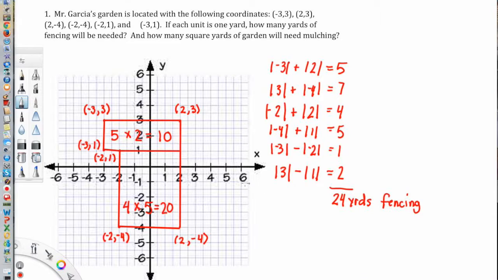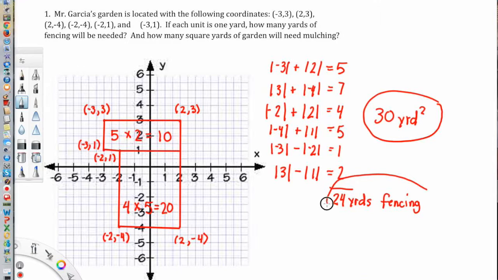And all together, if we added 10 and 20 together, we'd need 30 square yards of mulching. That's the area that needs to be mulched. So we have 30 square yards of garden that needs to be mulched, and we have a perimeter of 24 yards, so that's how much fencing we'll need. That first one wasn't that bad.